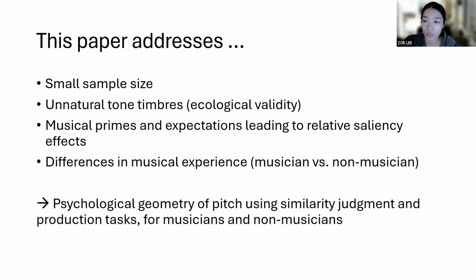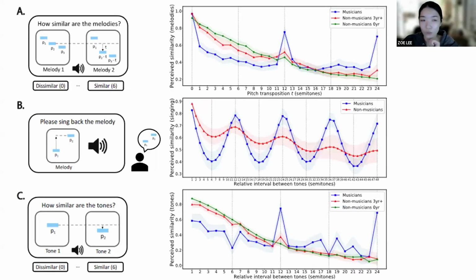So this study uses 3 behavioral paradigms to study the psychological geometry of pitch in a large online study. It uses similarity judgment tasks as well as a production-based task, for both musicians and non-musicians. I forgot to add animations, but I guess that's over preparation. On the left side, you can see the 3 paradigms.